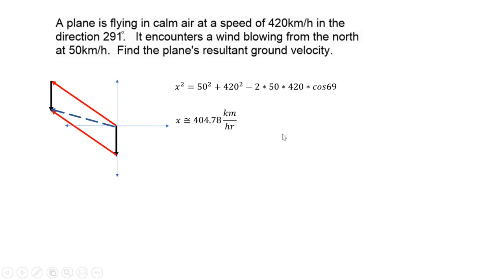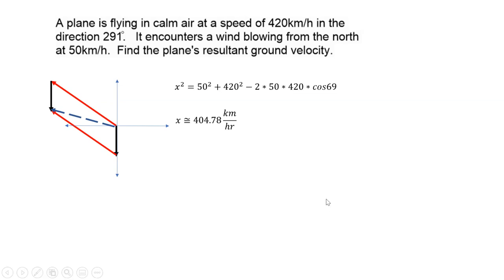404.1. I got 404.78. I don't know if our calculators are a little bit off. What did other people get? Am I wrong? I could be wrong. So it might be a little bit off there, Kashaf. Maybe you're rounding a little bit differently. That's all right. Hopefully, if you're a pilot, you wouldn't end up in the wrong city if it was that much of a difference. Anyway, that's the speed.